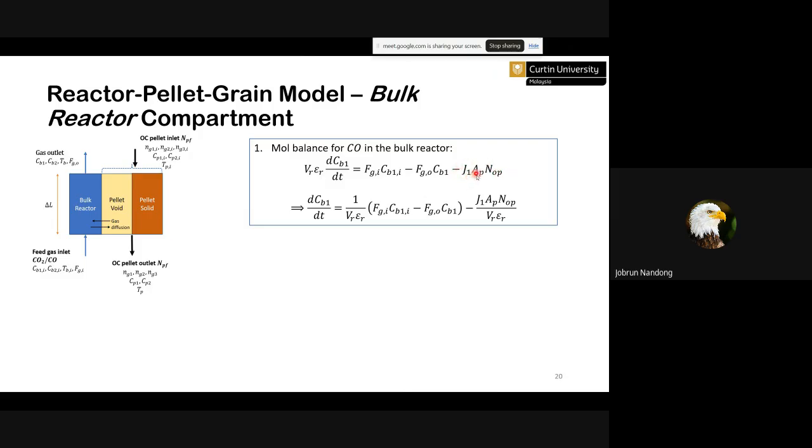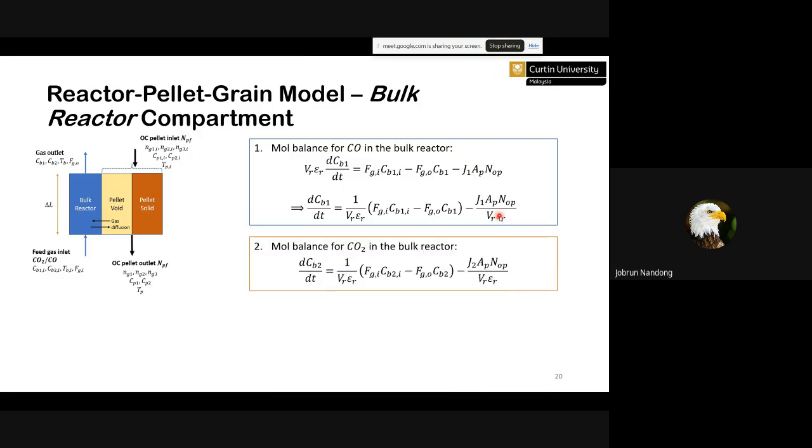J1 multiplied by AP, because J1 is defined for a single pellet, multiplied by the surface area of the pellet, that gives you the flow rate of CO into that particular pellet. So to get the total one, multiply by the number of pellets inside this reactor section. We can simplify this further, and we get something that looks like this. Same thing also for the mole balance of CO2.